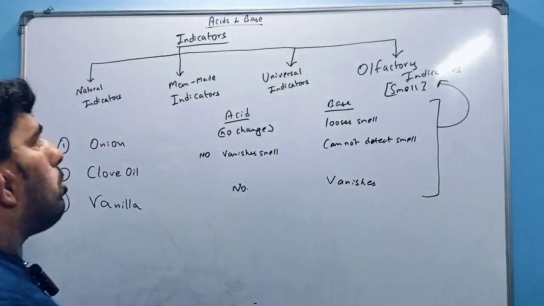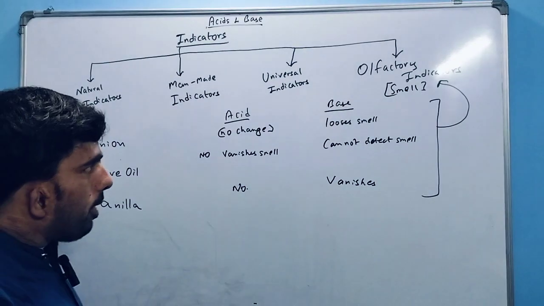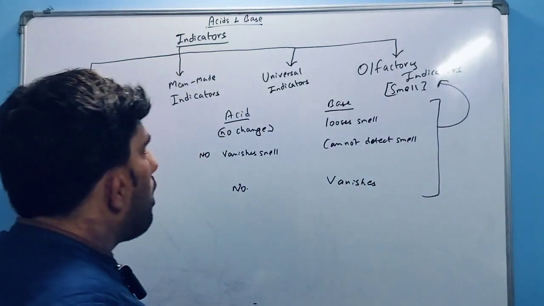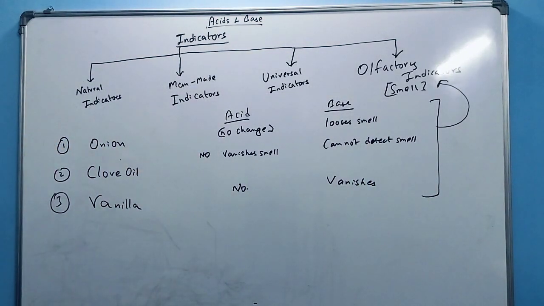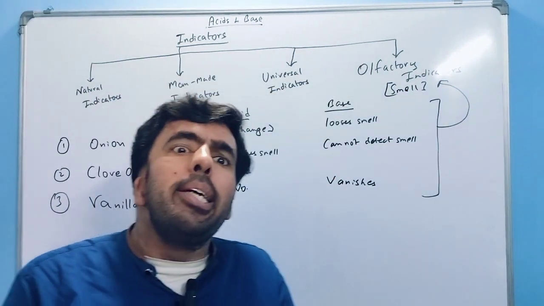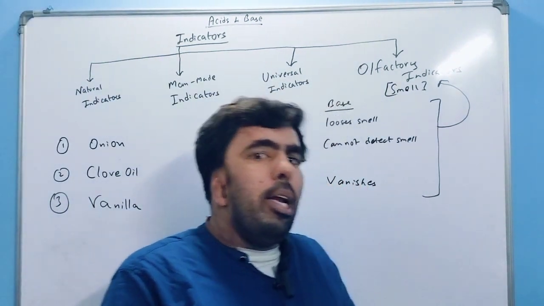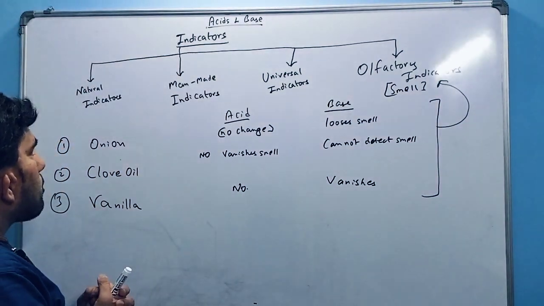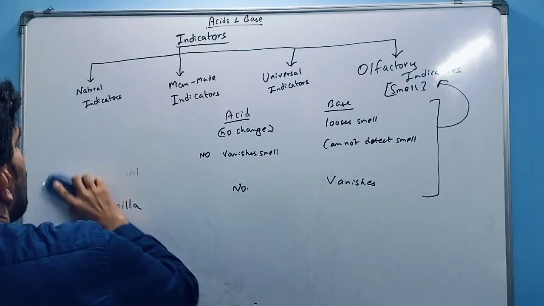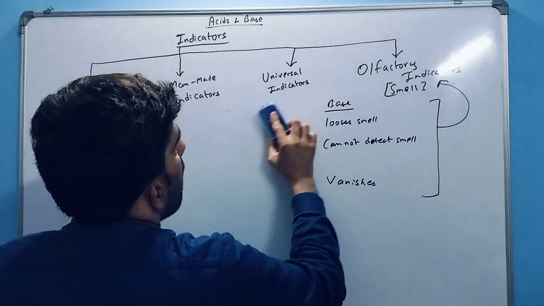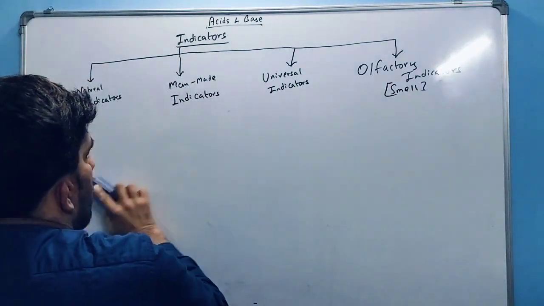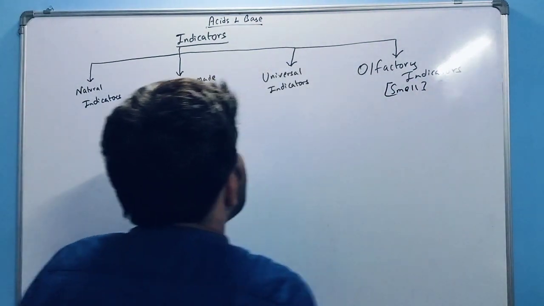Now we'll talk about the universal indicators. In universal indicators we have two: the pH scale and the litmus paper. Now we'll move to the last indicator, that is the universal indicators.